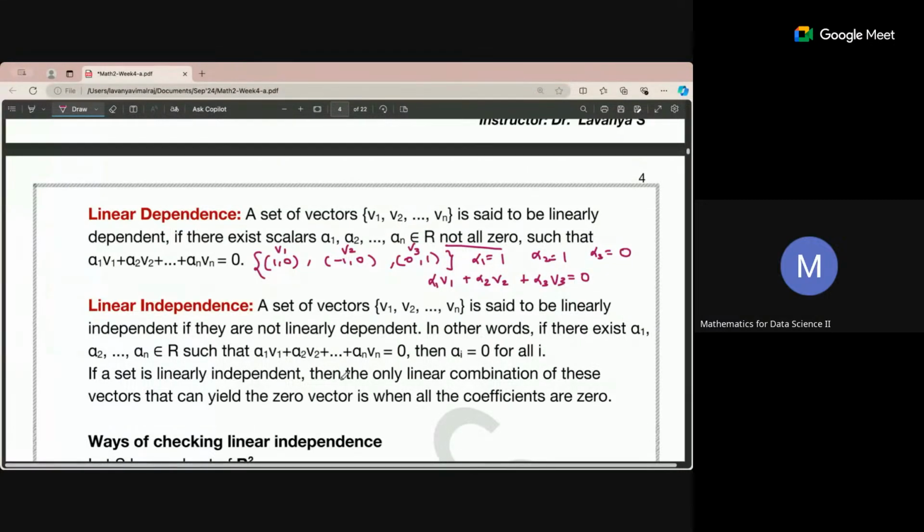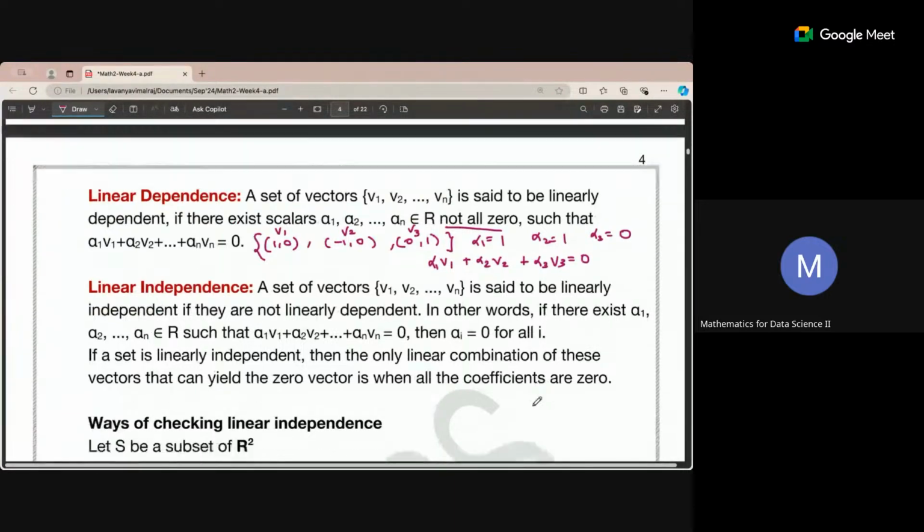If a set is linearly independent, then the only linear combination of these vectors that can yield a 0 vector is when all the coefficients are 0. Okay, fine.